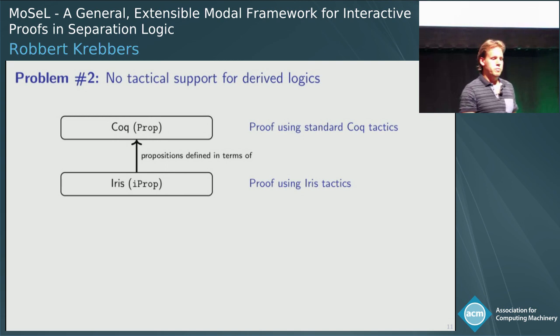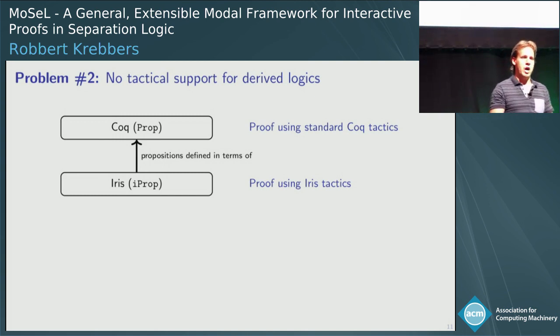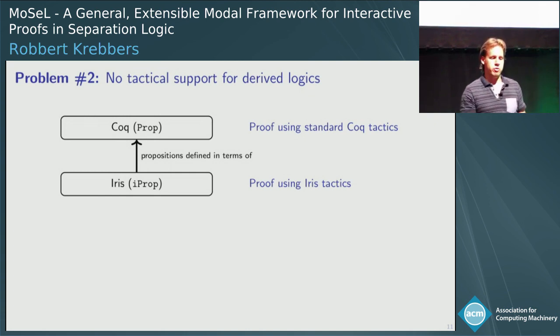Whenever you are reasoning in Coq, with propositions Prop, then you can use the standard Coq tactics. And whenever you're reasoning in Iris, using the propositions iProp of Iris, you can use all of these Iris tactics, these iIntros and iDestruct that we have seen before. And then there are also means for dropping down whenever that's necessary.